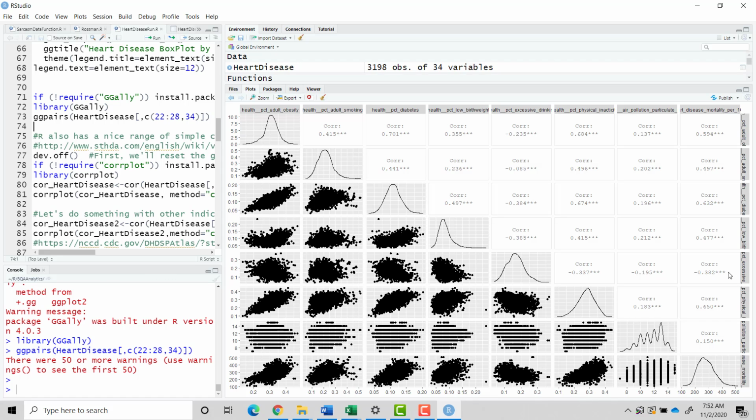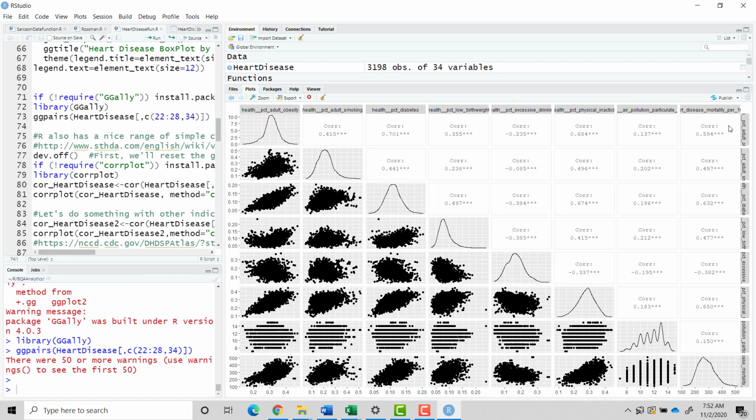So here we can see the distribution of the different variables. The air pollution particulate has an interesting distribution. It's certainly not normal. But more importantly, we can see the scatter plots and the correlations. The first row and the first column is the adult obesity, and the last column is the heart disease mortality. We can't quite see these, we've run out of space a little bit, but number 1 is obesity and number 2 is smoking.